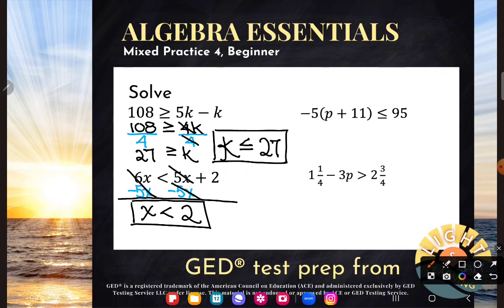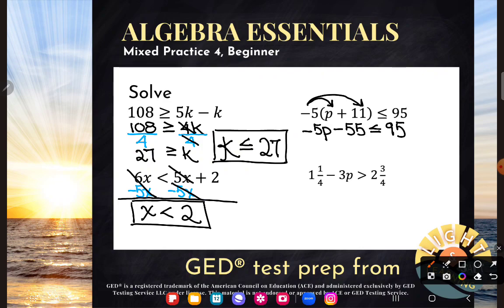Next example. -5 times the quantity of p plus 11 is less than or equal to 95. There's a couple of different ways to deal with this one, but I think what I'll do is follow my wisdom principle of simplifying before I solve. And I sure do see some simplifying I can do on the left-hand side. With that -5 shoved up against the parentheses, it is multiplying. I can go ahead and distribute it, pass it out. So -5 times p is -5p, and -5 times positive 11 is -55. And that whole thing is going to be less than or equal to 95.